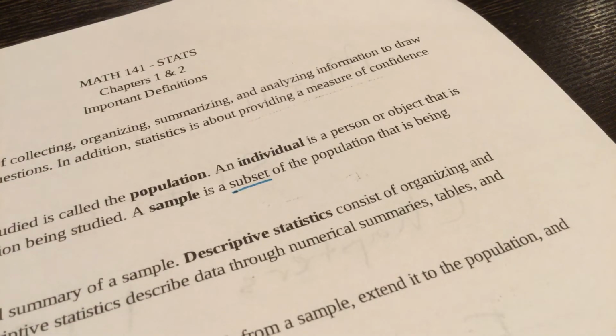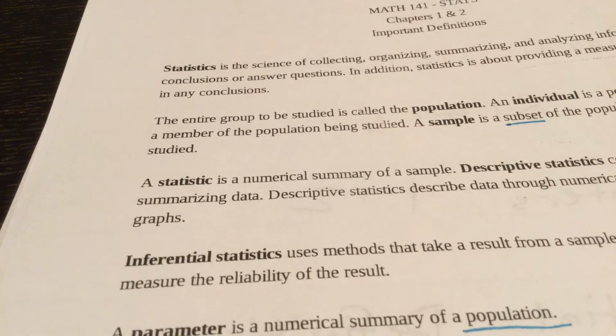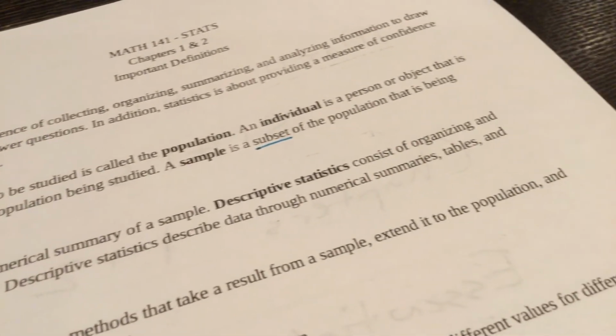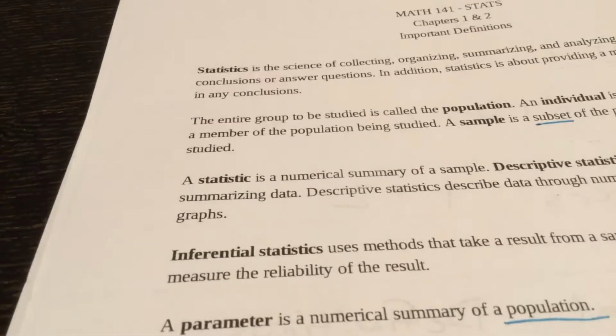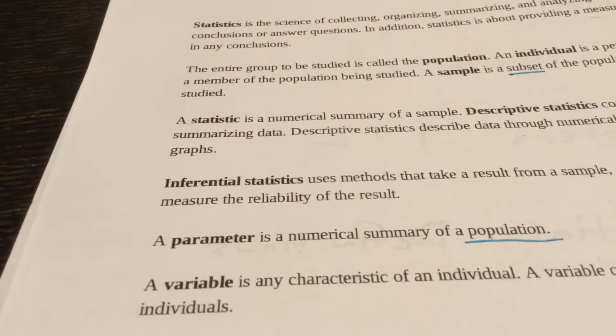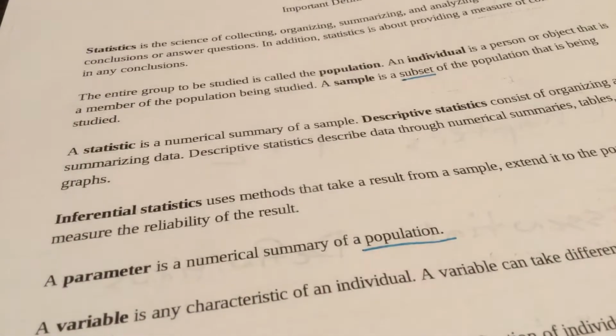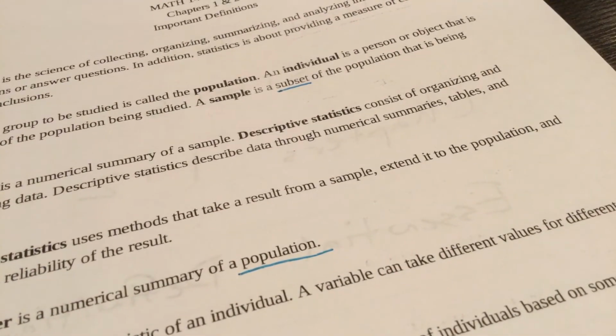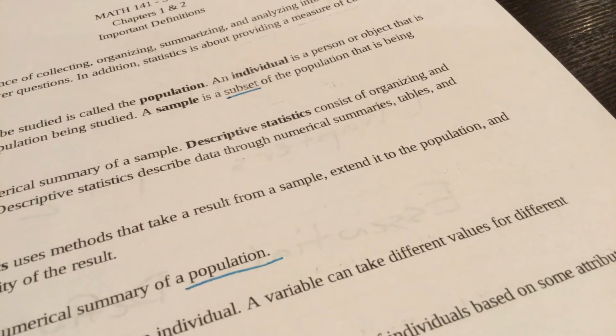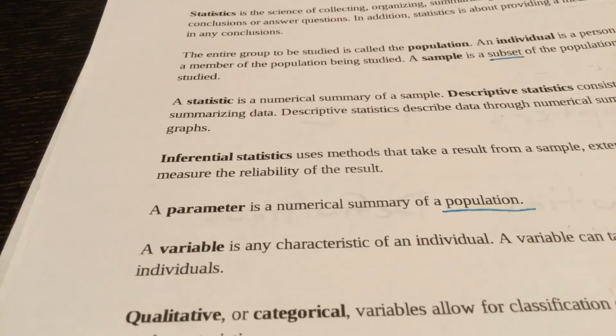Descriptive statistics consist of organizing and summarizing data. We're going to do that early. Standard deviation, box plot, 5-number summary, mean. Descriptive statistics describe data through numerical summaries, tables, and graphs. I love them. Then, in the second semester, we'll talk about inferential statistics. It uses methods that take a result from a sample and extend it to the population and then measure the reliability of the result. Okay, so we use stats to make inferences about something.